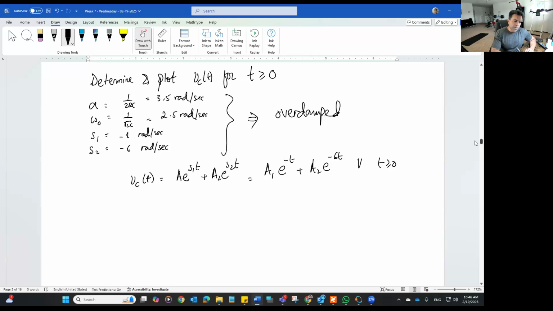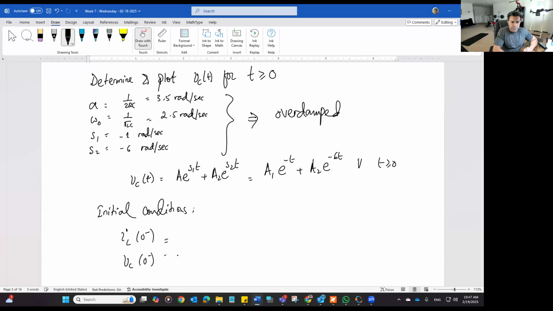So again, the concept of significant root is important, remember, especially if you're doing the plotting and trying to figure out values from the plot. Now, to get the values of A1 and A2, we are going to find the initial conditions: IL(0-) and VC(0-).